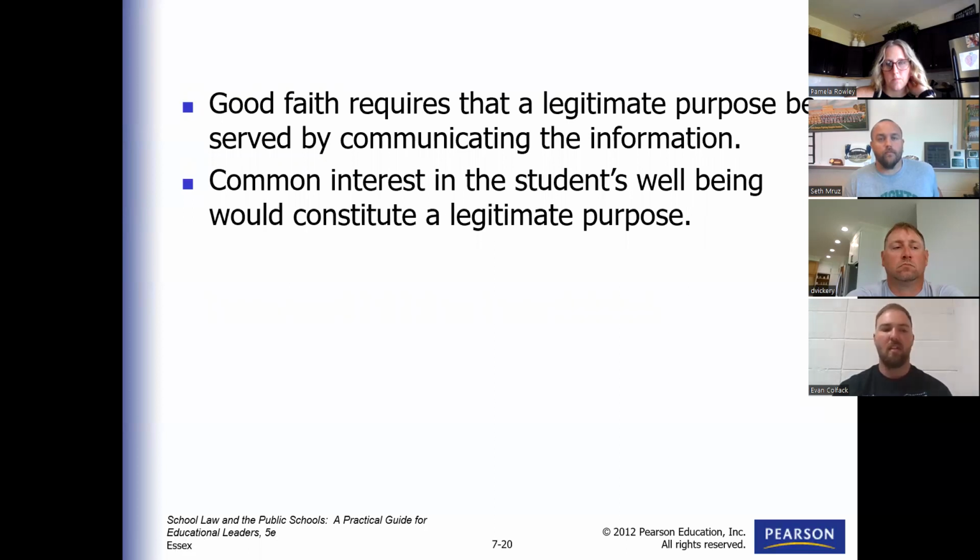You get that student that tattles over and over and over, and you're not going to want to take their word, and it's not going to be credible anymore. So that's what I got.